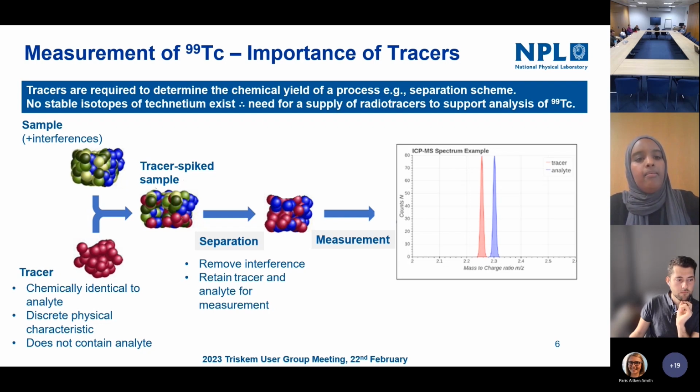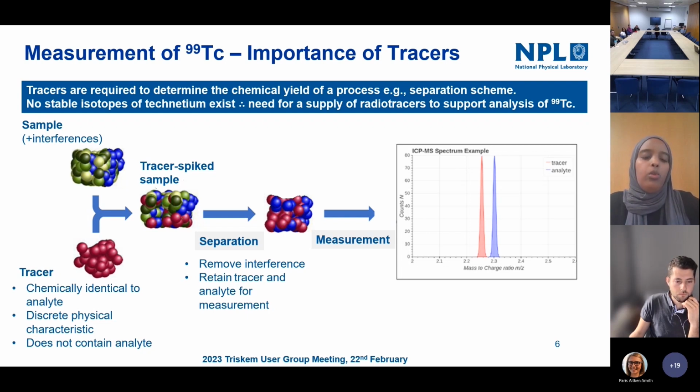For technetium, there aren't any stable isotopes that exist. So we're relying either on using chemical analogues or really short-lived technetium isotopes to help with measurement. So ideally, what we would like is to have a tracer that is identical to our analyte, so that we can track the process.